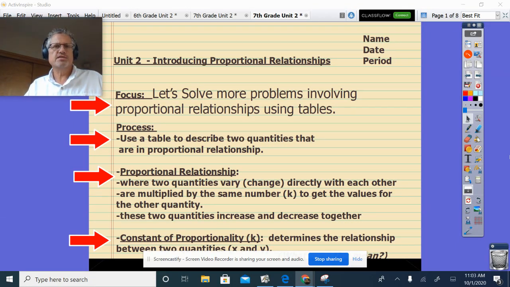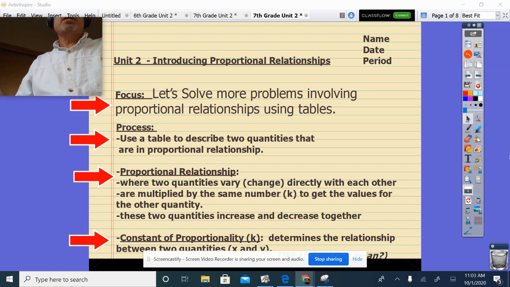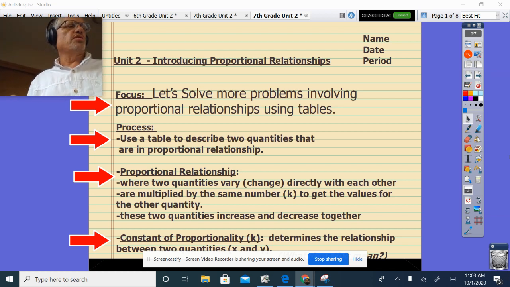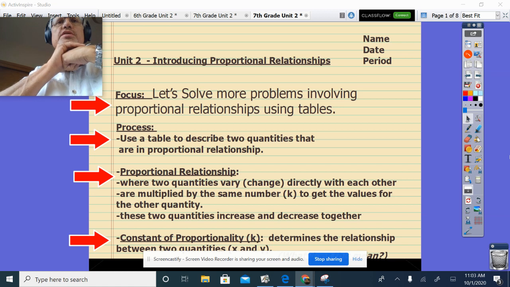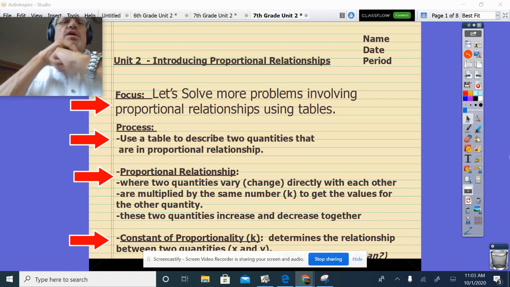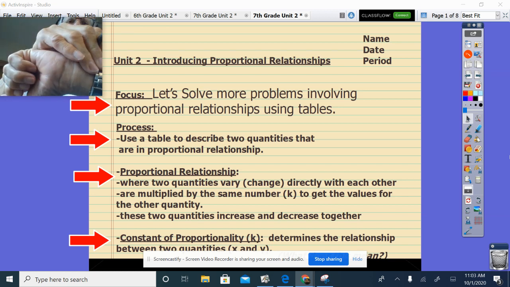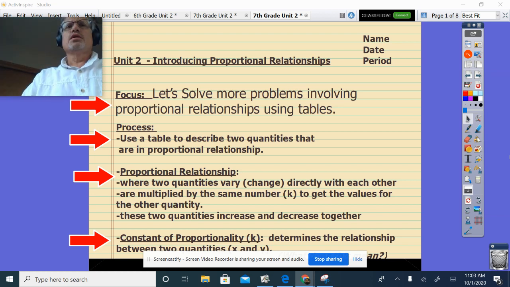Okay, here is the lesson video for today on lesson 3, unit 2, proportional relationships. Today is October 1st and October 2nd. So here, let's go ahead and get started.